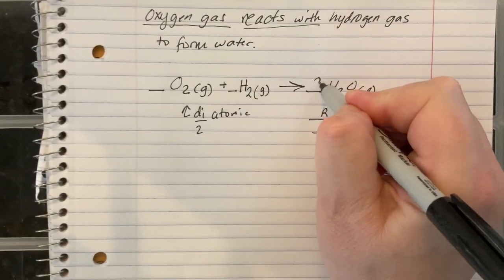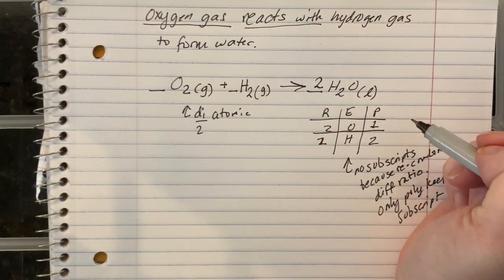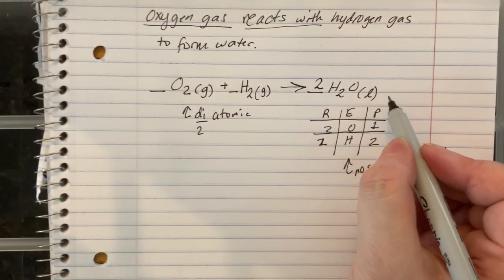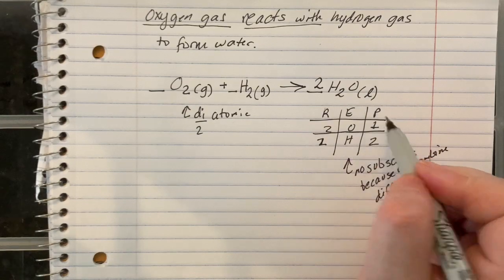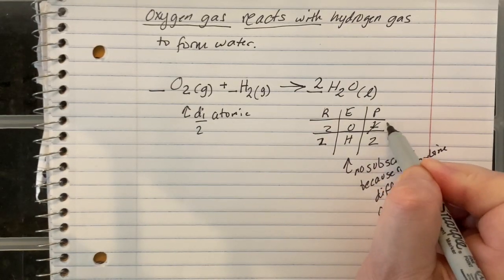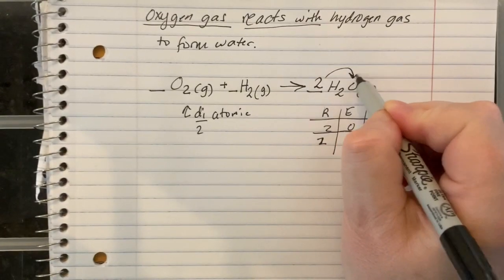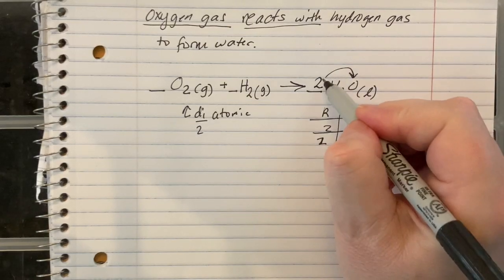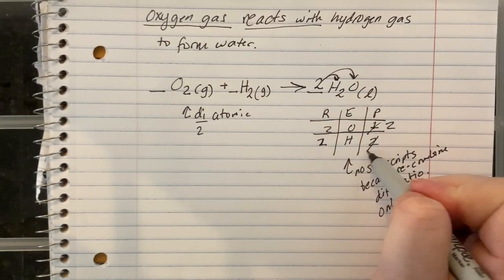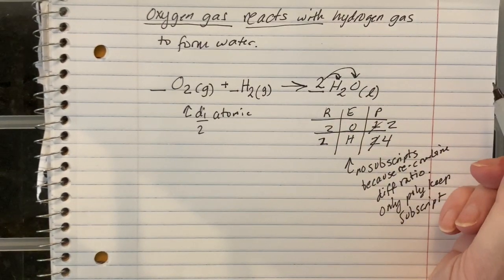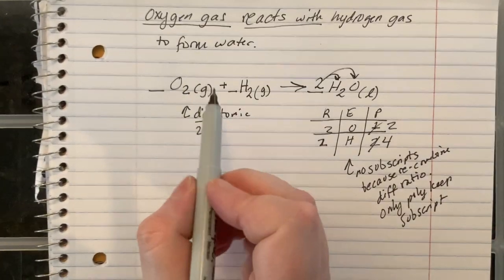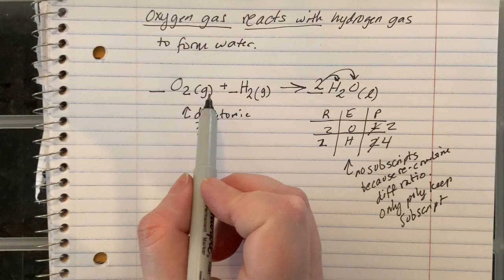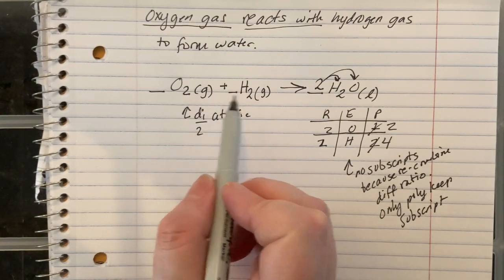So I'm going to change the coefficient because remember, we don't change the subscripts after we've done this initial sentence. Don't change the subscripts, only the coefficients. So now I have 2 oxygens on the right, 2 times 1, but I also have 4 hydrogens now on the right, 2 times 2. So now I have to go back, and sometimes you have to go back a whole bunch of times until you have it balanced on every element.